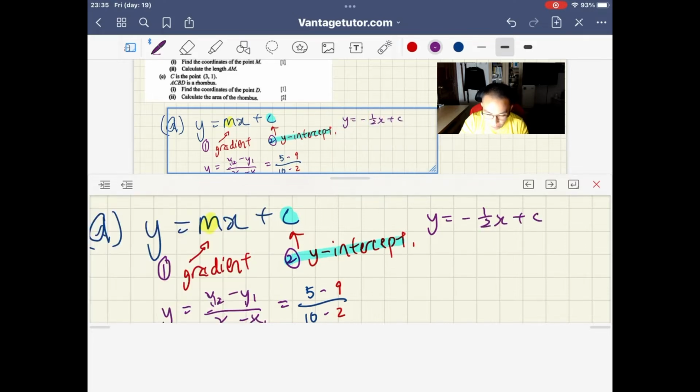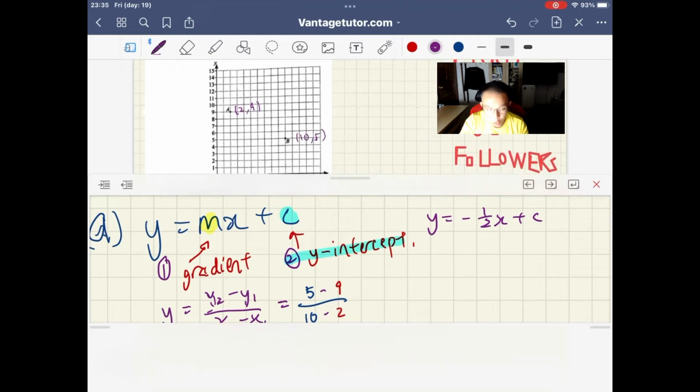That day what I did was sub in the point (2, 9). Then your friend asked, what if I sub in the other point, B, instead? It doesn't matter, you can sub in B. Basically, pick any point that lies on the line. So let's follow your friend's method and sub in B, which is (10, 5), meaning the x coordinate is 10 and the y coordinate is 5.